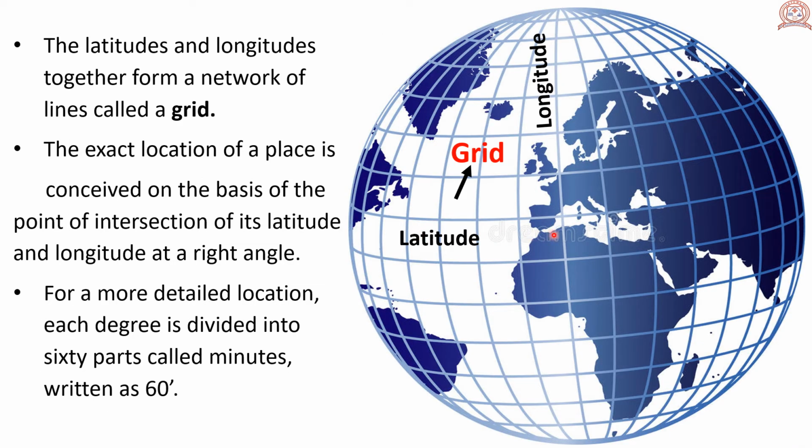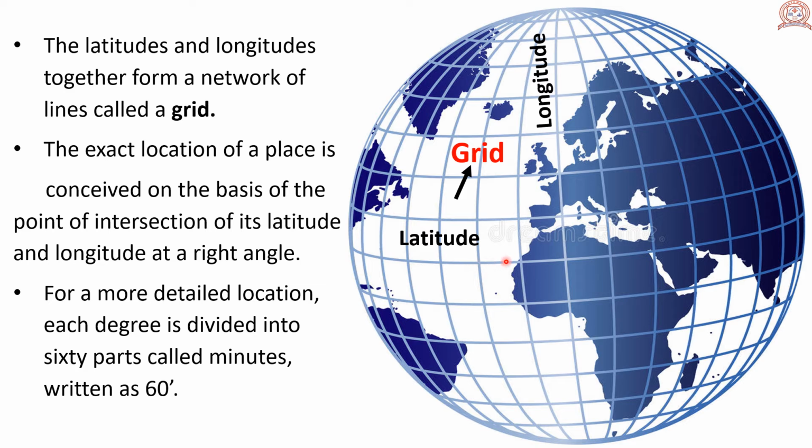The latitudes and longitudes together form a network of lines called the grid. The exact location of a place is determined on the basis of the point of intersection of its latitude and longitude at a right angle. For more detailed location, each degree is divided into 60 parts called minutes. It is written as 60 minutes.